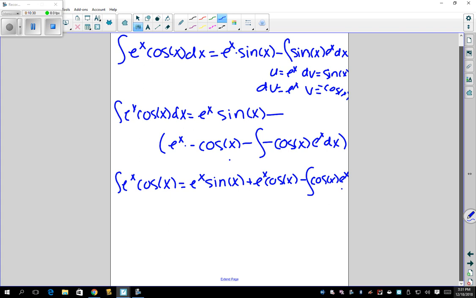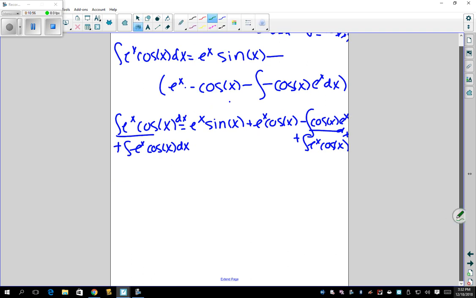all right. So if we notice, I have the integral of e to the x cosine x on both sides of my equal sign. So what I'm going to do is, now that I've kind of cycled back through, I'm going to add this integral to both sides. We should all have dx's.